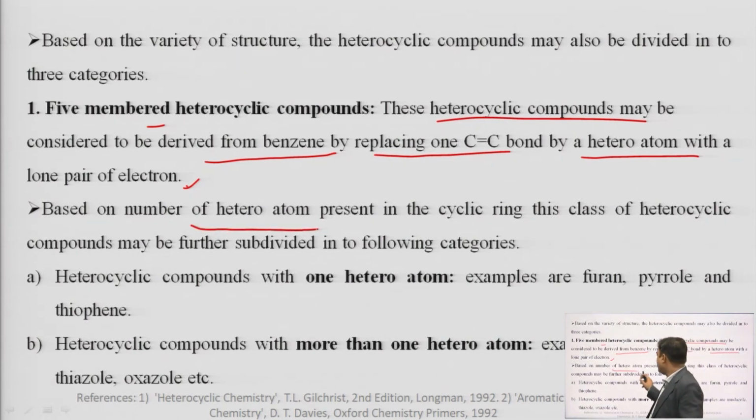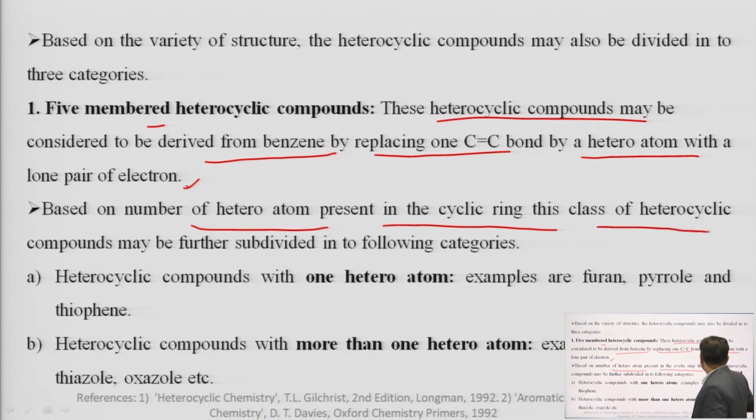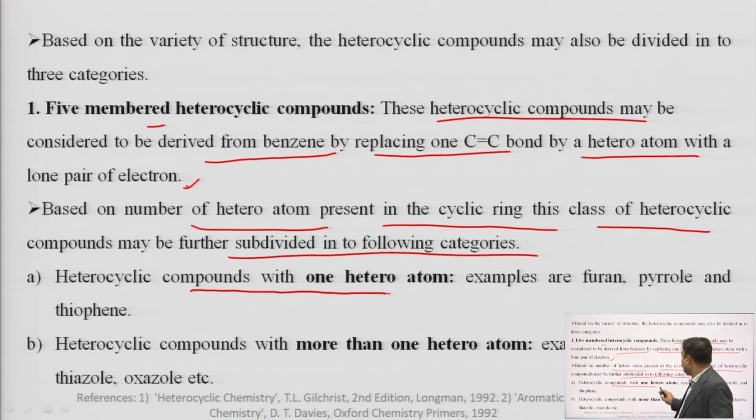Based on the number of heteroatoms present in the cyclic ring, this class of heterocyclic compounds may be further divided into the following. The first category is with one heteroatom, for example, furan, pyrrole, thiophene. All these moieties are 5-member rings containing one heteroatom. Furan has oxygen as a heteroatom, pyrrole has nitrogen, and thiophene has sulfur. The remaining 4 members of the ring are carbon.